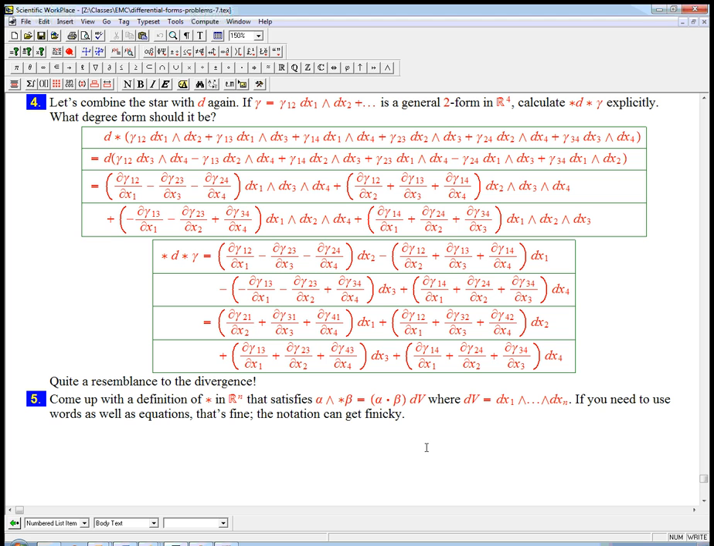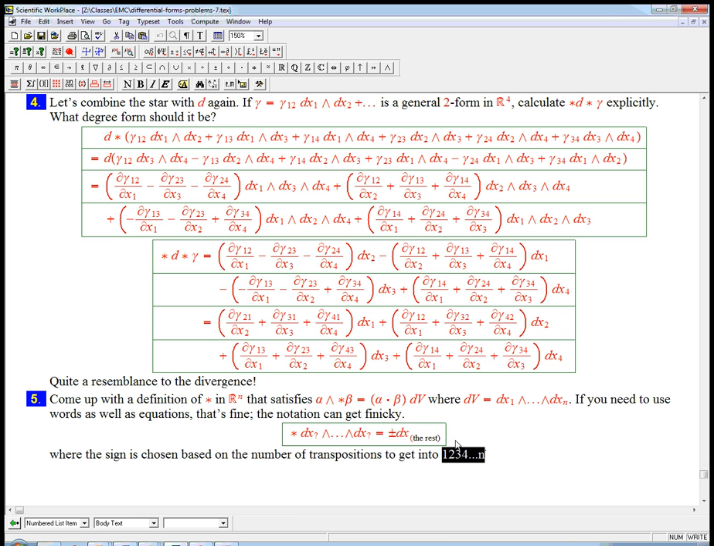So what's the idea? I don't want to write it out in terms of lots of equations. There are various conventions for the notation, but they're not incredibly edifying. So star of dx something, dot, dot, dot, wedge dx something else is going to be plus or minus dx, I'm just going to put in the rest. It's going to be a wedge of the other dx's. So if I have 1, 7, and 9 here, it's going to be everything but 1, 7, and 9 wedged together. And then the plus or minus, where the sign is chosen based on the number of transpositions to get into the order 1, 2, 3, 4, up to n.